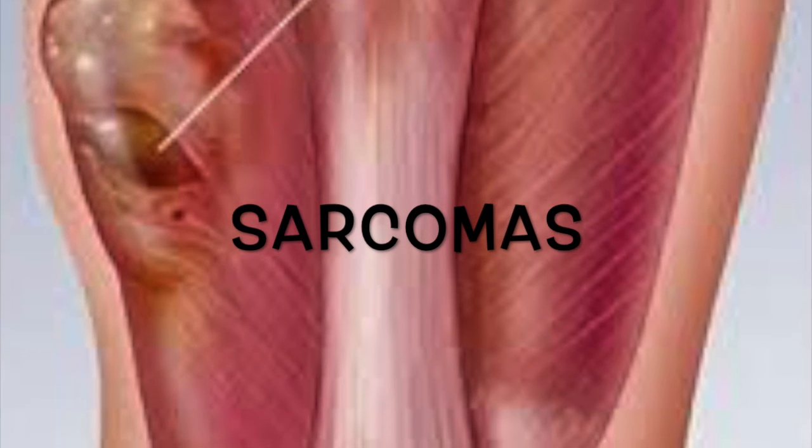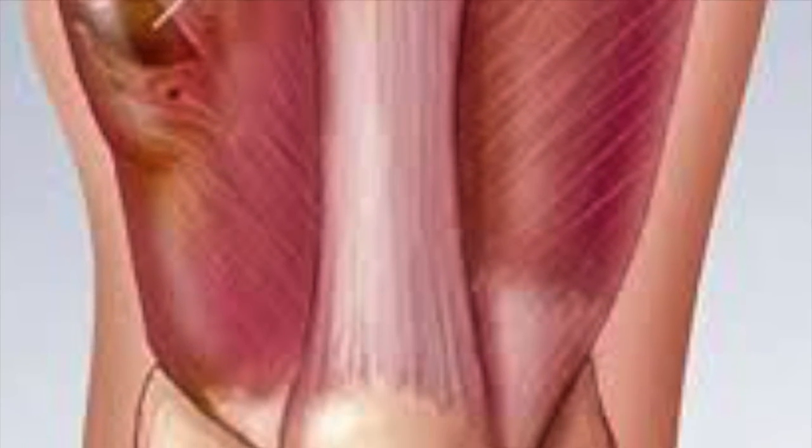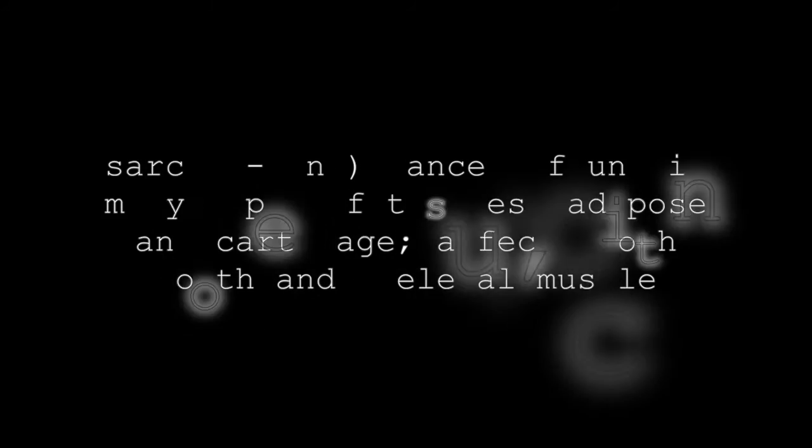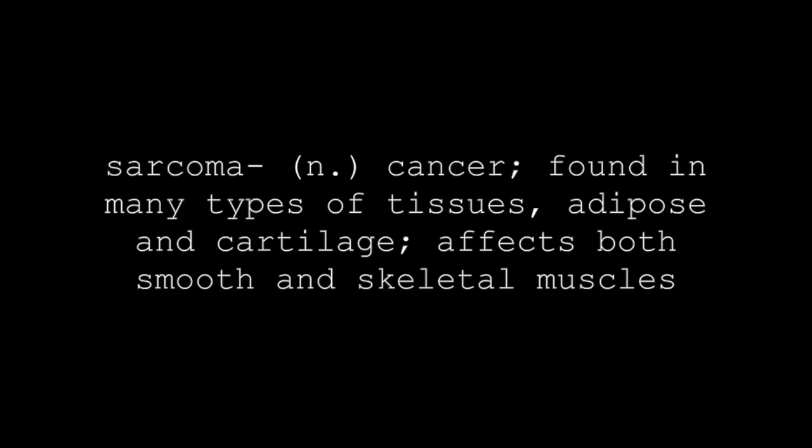The final disease that I am going to talk about is a form of cancer called a sarcoma. A sarcoma is a cancer that is found in many types of tissues, adipose and cartilage, and affects both smooth and skeletal muscle. These are only some of the muscular disorders that can happen in the muscular system, but hopefully there will be a way to eliminate all disorders in the future.